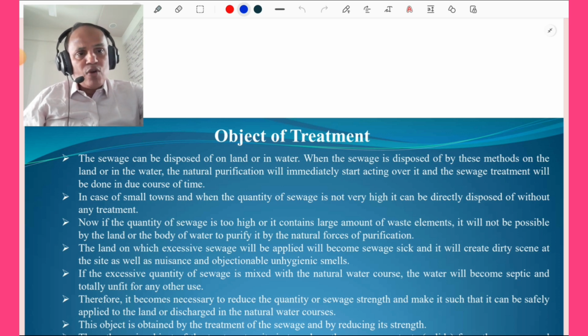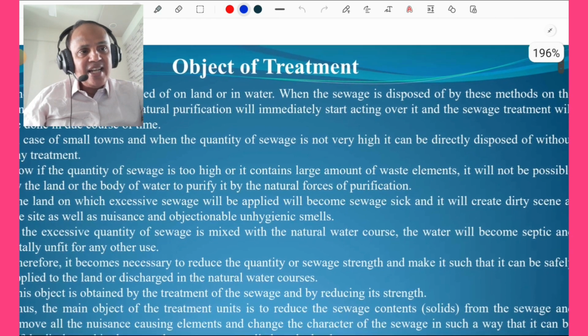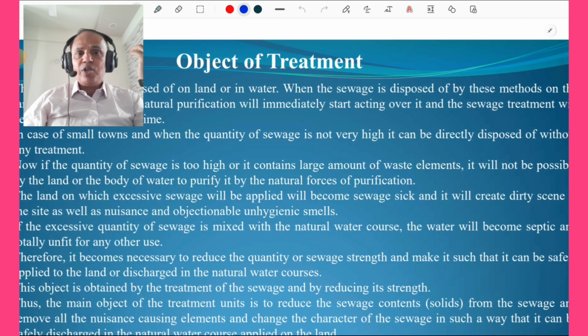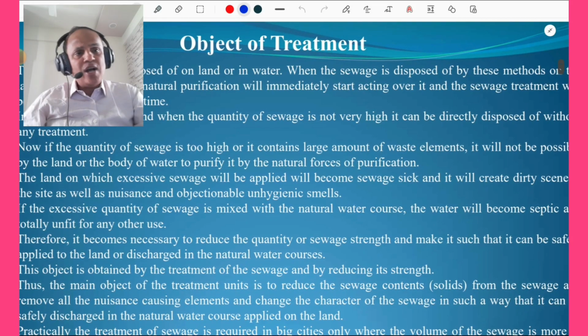In case of small towns, when the quantity of sewage is not very high, it can be directly disposed of without any treatment, for the small towns or villages. Now if the quantity of sewage is too high or it contains a large amount of waste elements, it will not be possible for the land or the body of water to purify it by means of natural process of purification. In such cases, the land on which the excessive sewage is applied will become sewage sick, and it will create a dirty scenario on the site, as well as create nuisance and objectionable unhygienic smells, and it is a common phenomenon nowadays.